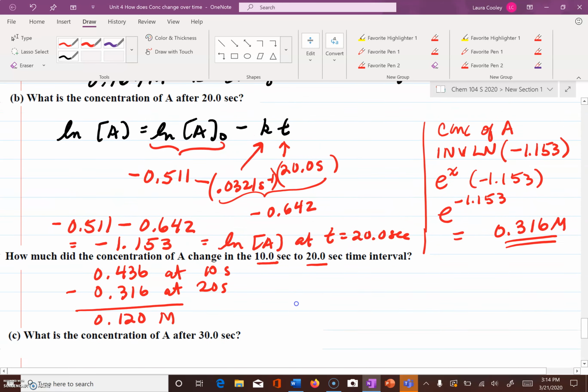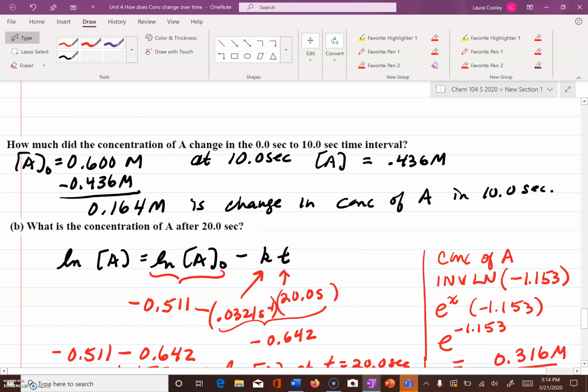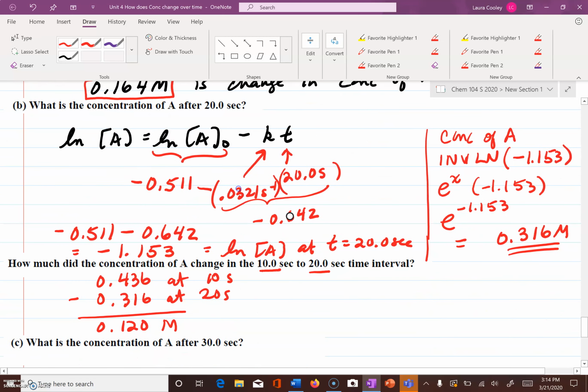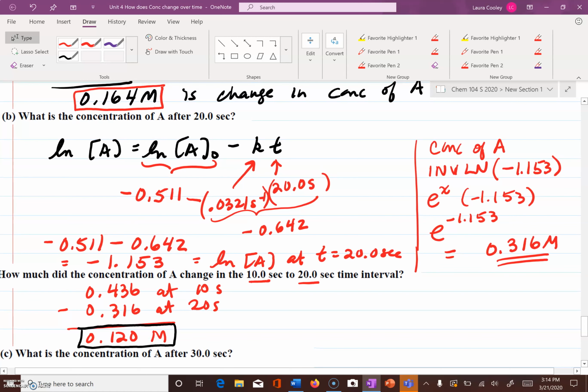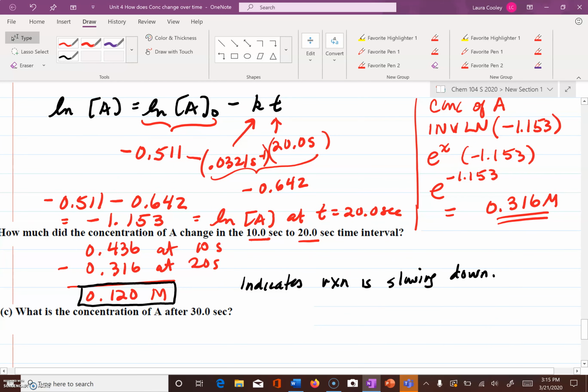Okay, so let's take a look at that. For the first 10 seconds, the change in the concentration was 0.164. The change in the concentration for the next 10 seconds is 0.120. So what's happening to the reaction? It's the same length of time, but a smaller amount of reactant reacted in that time. So this indicates that the reaction is slowing down, which we know happens over the course of a reaction. But our nice equation from calculus accounts for all of that.